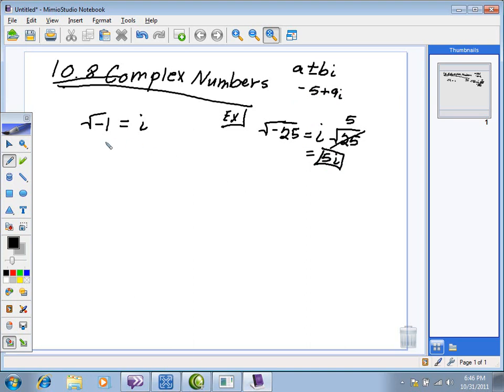Something else to notice as we start doing operations is that i squared, anytime you have an i times an i, what's i squared equal to? Negative 1. Negative 1. Because basically, if you look up here at the top one, if you square on the right and then square on the left also to cancel that square root part, you're left with negative 1. Good, cool.